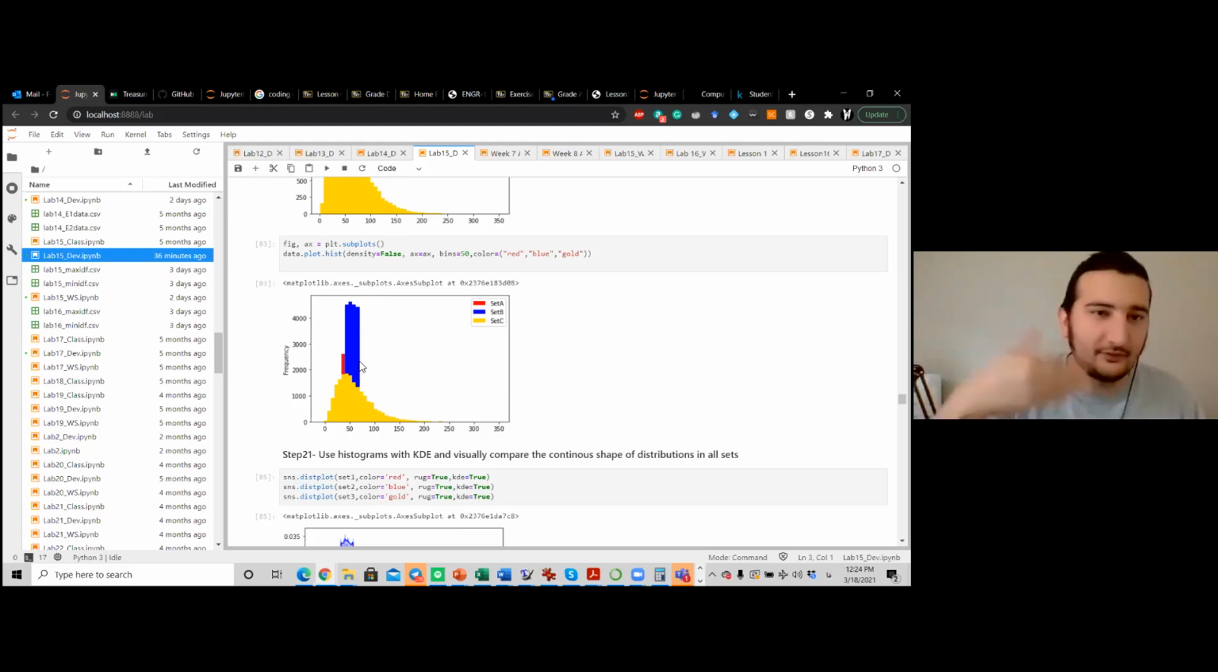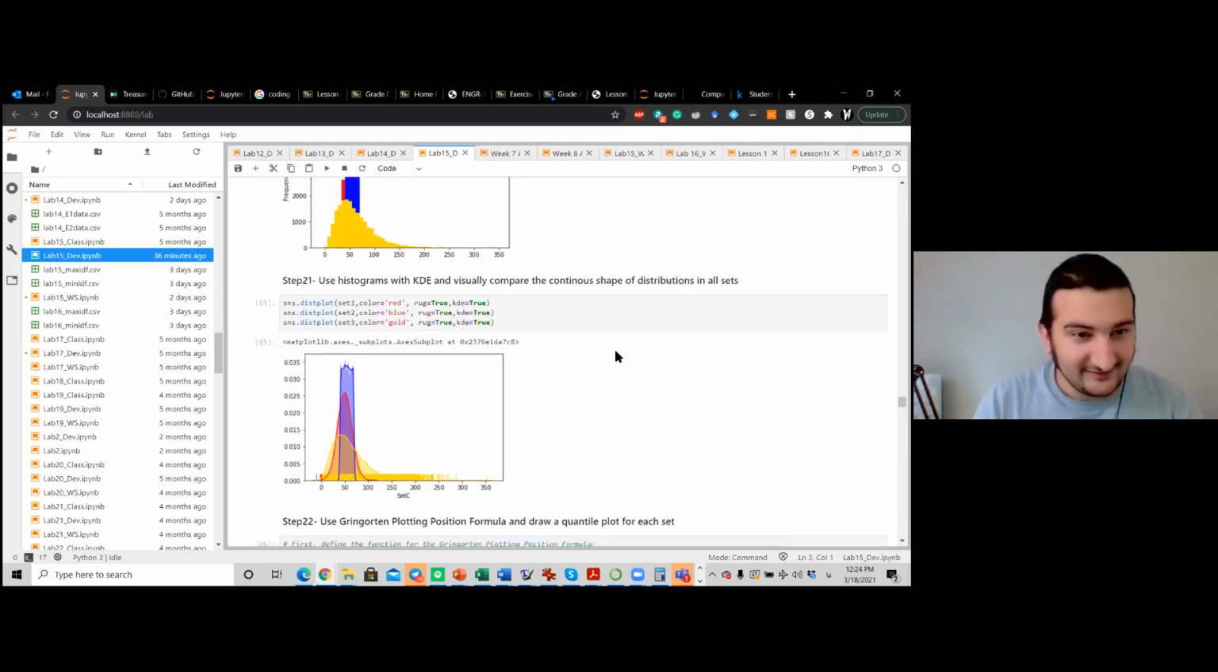Now that we have more samples, we have a better representation of the curve. But now that we are plotting them on top of each other like this, we basically can't see anything about set one anymore. But how about this one? This is a beauty. You're looking at three of them on top of each other and you can clearly distinguish between them. So do you see the difference between the normal, the gamma, and the uniform distributions that we talked about?